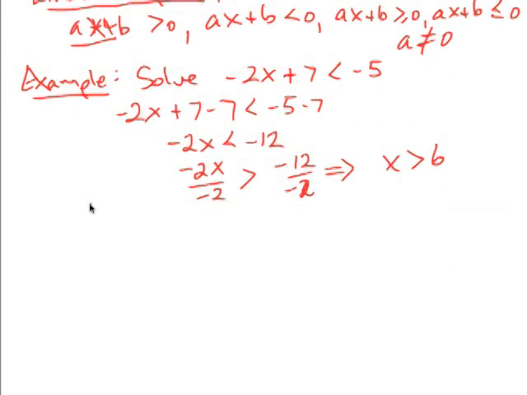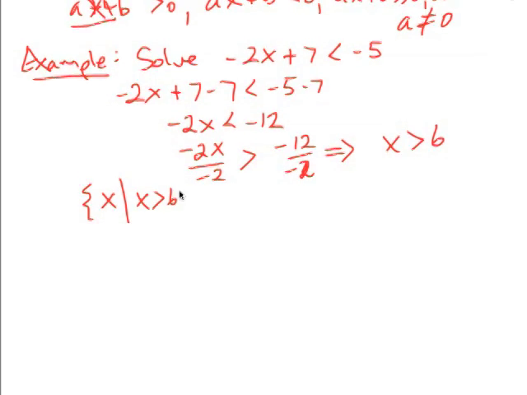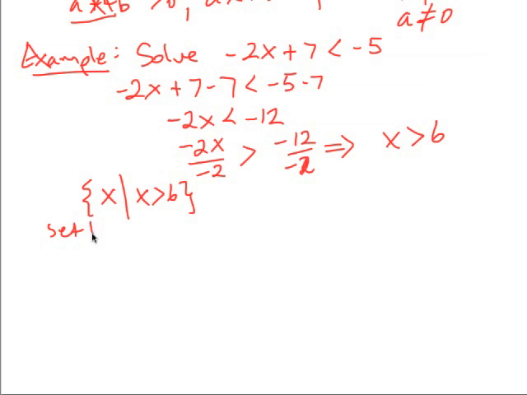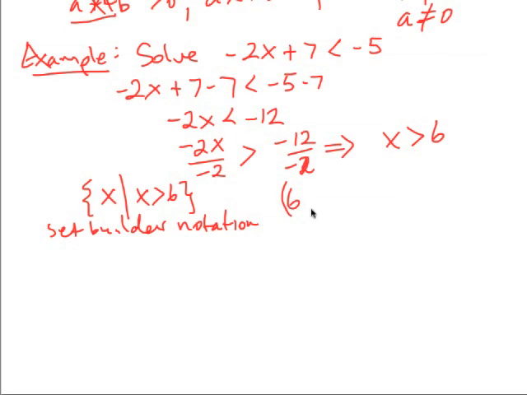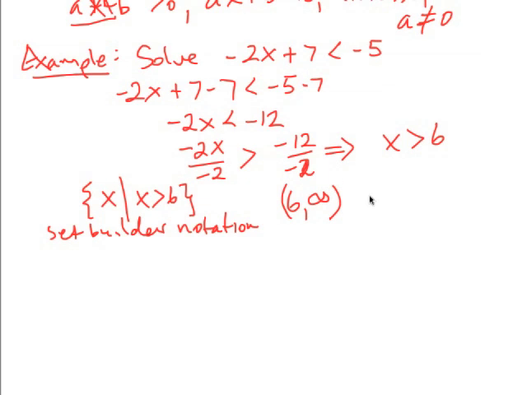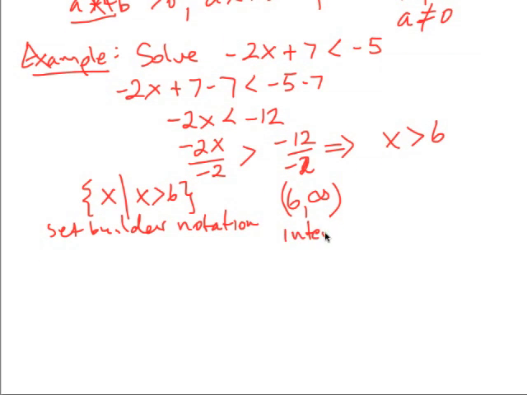Now the way we write this is in set form. This would be the set of x such that x is greater than 6. This is what's called set builder notation, for the solution. For interval notation, x greater than 6 would mean everything more than 6, not including 6, so we use a curved parenthesis, all the way up to infinity. There's always a curved parenthesis on infinity, whether it's positive or negative infinity. This is interval notation.